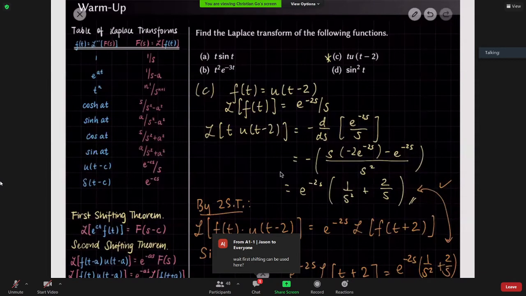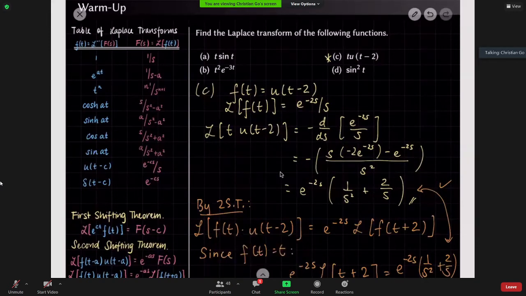Okay. It's second shifting. Why is it second shifting? Because of the product with the unit step. The moment you see the unit step function, the only rule you have for multiplication with a unit step is the second shifting.